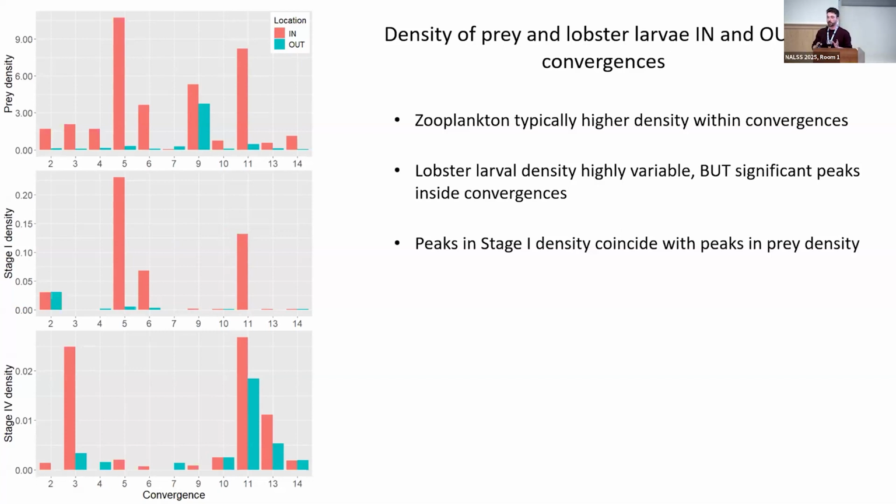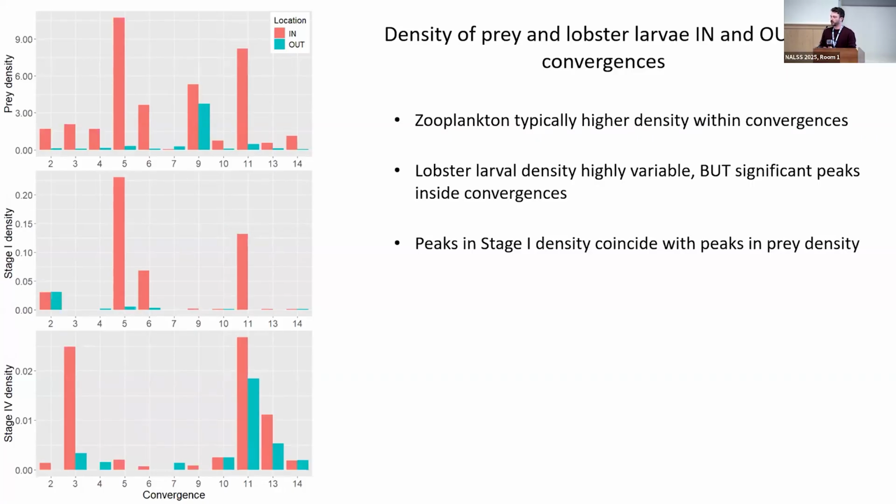Broadly, what we're seeing is that the prey are associating with those convergences. We see peaks of prey inside the convergence zones, so they're typically more abundant within the convergences. For stage 1s and stage 4s, we typically see peaks inside those convergence zones as well, but it's really variable. So it's hard to draw really tight statistical associations, especially with just 11 sites. So don't worry about stats. You're not going to see any of them. We're looking at patterns and we're squinting our eyes at graphs.